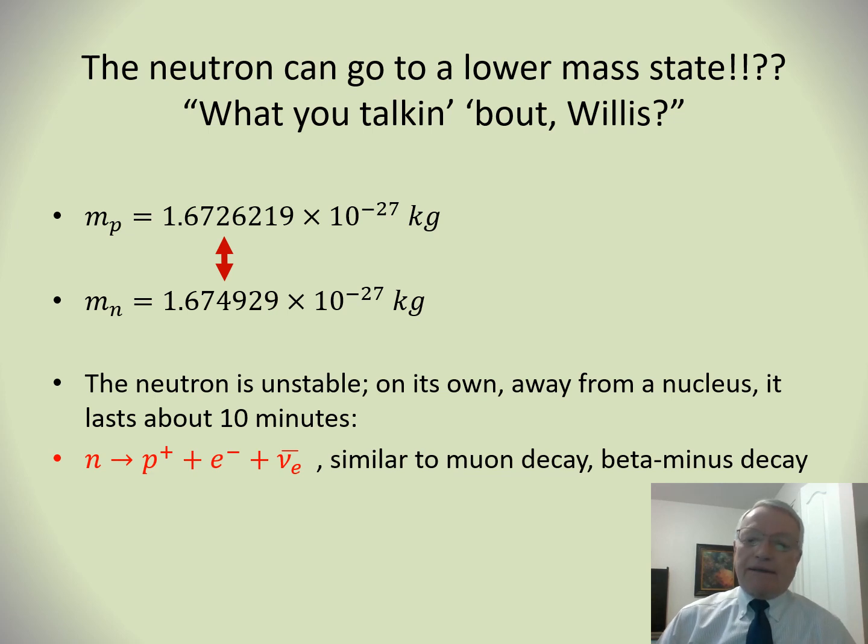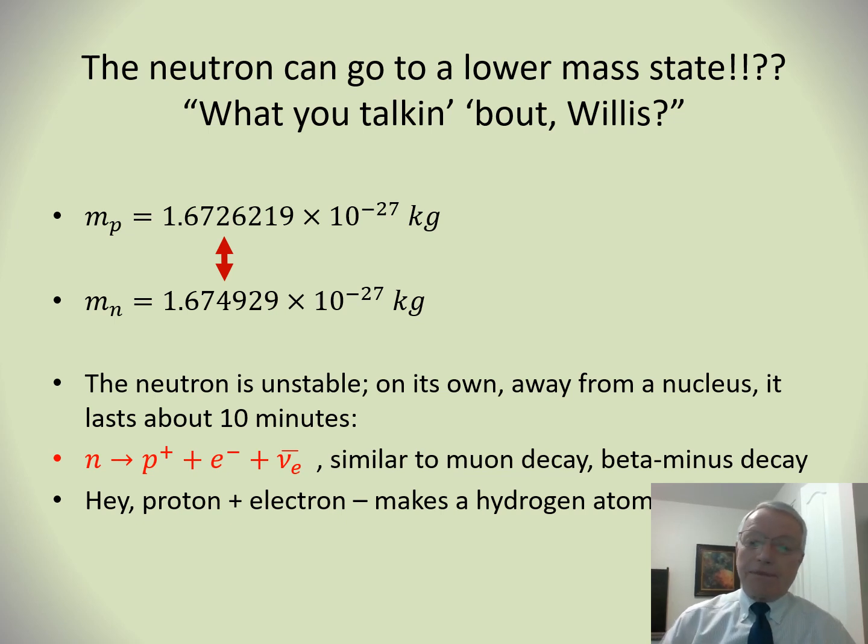It's beta decay. It's the exact same thing that muons do. And this is just an example of, you can think of the neutron as being a high energy state of the proton, although that's not quite accurate, as we'll see next time. And it can decay to that lower energy state.